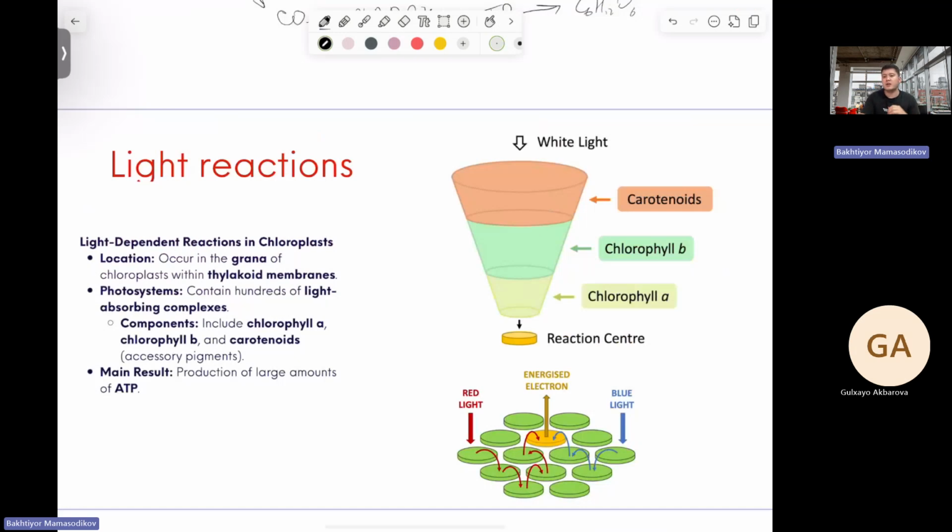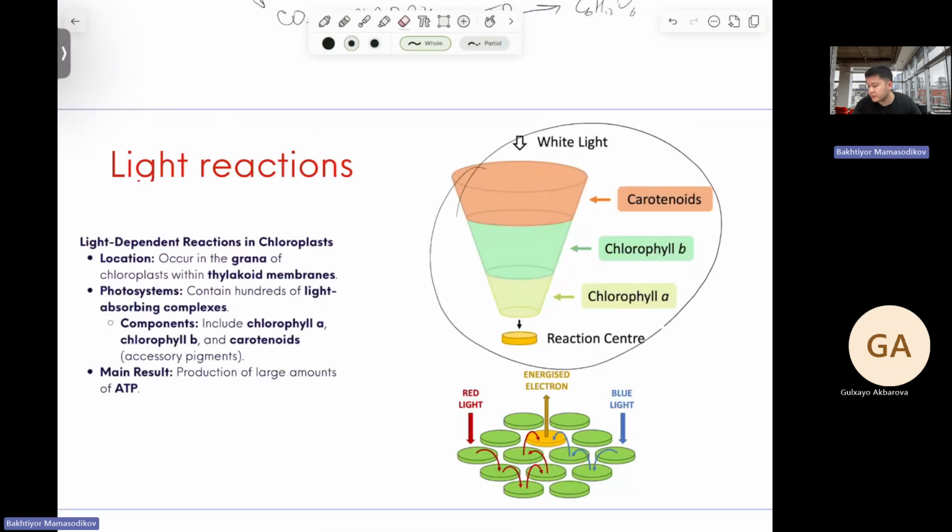So where do the light reactions happen? In the chloroplasts, in the granum, in the stack of the thylakoids, more specifically in the thylakoid membranes, okay? And each photosystem, what's a photosystem? This is the reaction center, okay? Each photosystem has the reaction center. This is the photosystem. Overall, this is the photosystem. In the photosystem, there is a reaction center.